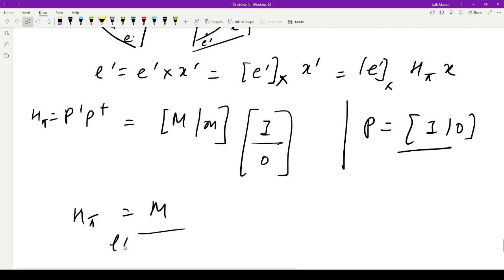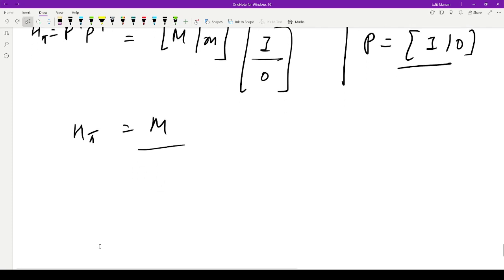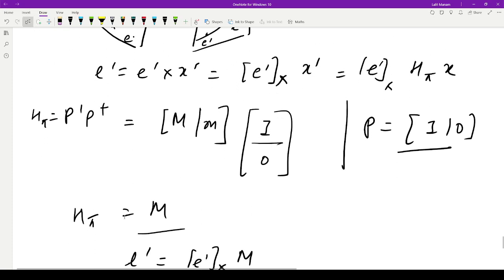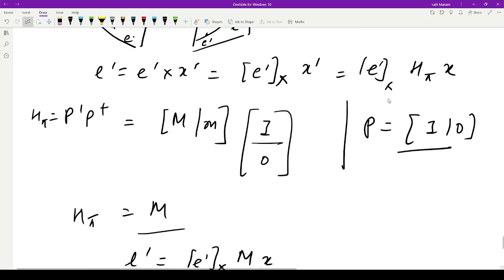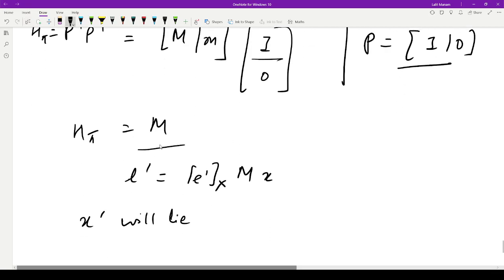So what do we get? L prime is E prime cross H pi, which is M. Now we know that X prime will lie on the epipolar line. L prime is this, right? E prime cross H pi into X. So H pi is M. So L prime is E prime cross MX.